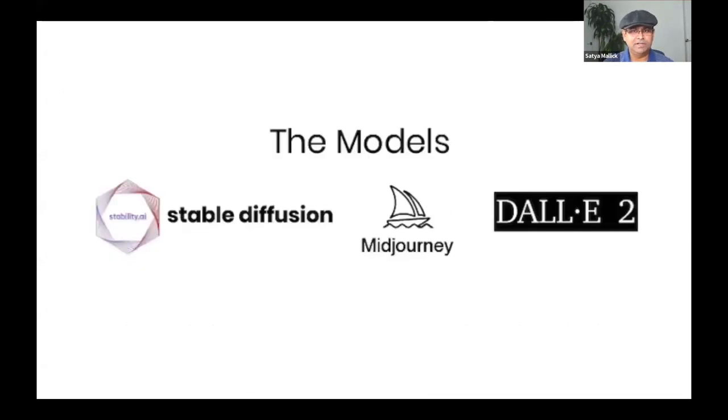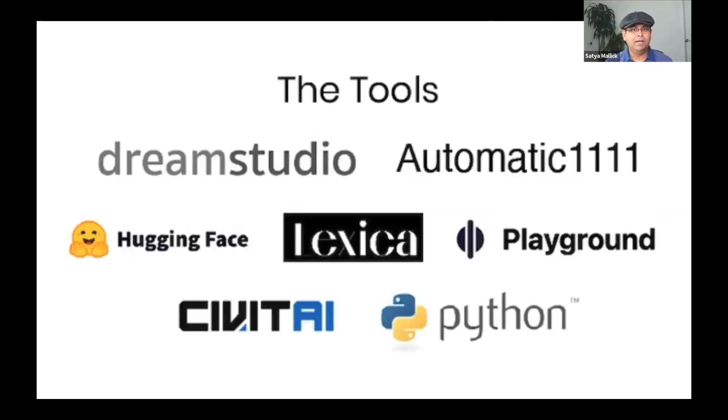In terms of models, we will go over Stable Diffusion, Midjourney, and DALL-E 2. Of course, with Midjourney and DALL-E 2, we do not have access to the model itself, so we will teach you how to use these APIs and interfaces to create the right image. But with Stable Diffusion, we will go much further because we can actually modify the model. The tools that you will learn include Dream Studio, Automatic 1111, Hugging Face, Lexica, and Playground AI, which has a new tool. There are also some models available on Civit AI, which we will cover.